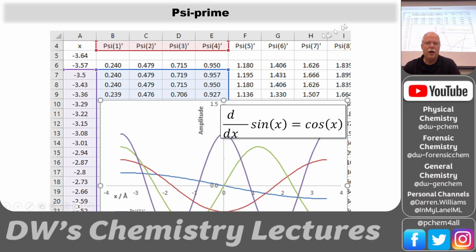Okay. Also, we see how they behaved over here at the far left. These were all sine functions, and so when we take the derivative, the derivative of sine is cosine, and you see cosine starts at its maximum value in all of these situations. So we see that.